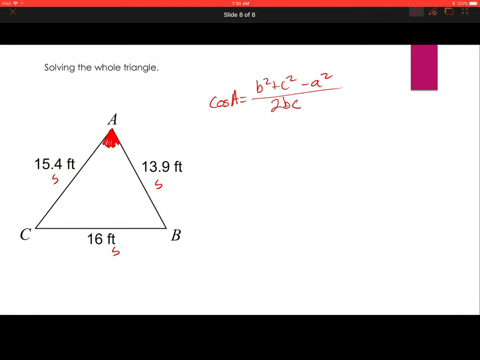Then all I'm going to do is plug it in and take the inverse cosine. So this would be little b over here, this would be little c over here, and this would be little a over here. So let's go ahead and plug them in. b squared would be 15.4 squared plus c squared, which is 13.9 squared, minus a squared, which is 16 squared, divided by 2 times 15.4 times 13.9. Okay, so now that's what I type into my calculator. That's cosine of A.